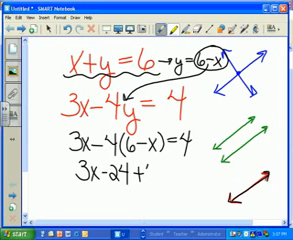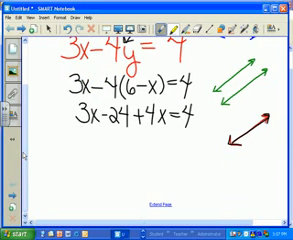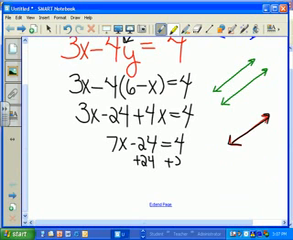3x minus 24 plus 4x equals 4. 7x minus 24 equals 4. Add 24 to each side. 7x equals 28. x equals 4. Now let's think about this to see if we're done yet. When I said we're going to solve a system of equations, what are we looking for? An intersection point if there is one. Is x equals 4 a point? No. Every point has an x and a y, so that's half of our answer.